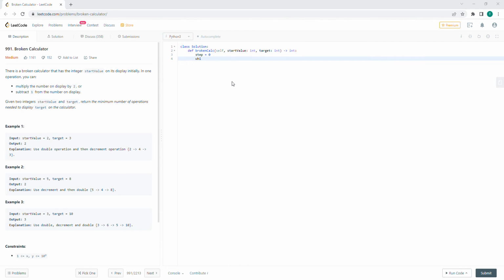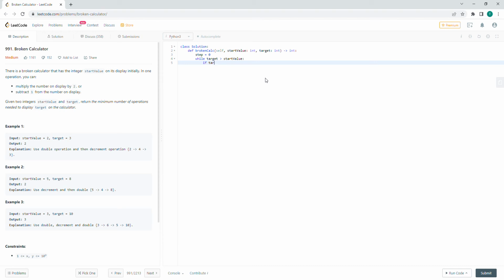So while target is greater than the start value, what we're going to do is go from the target backwards initially, and then each time we go backwards and try to get closer to the start number, we are going to return the number of steps.